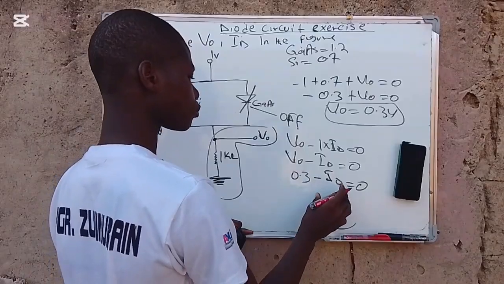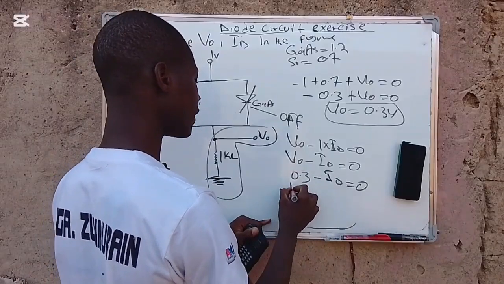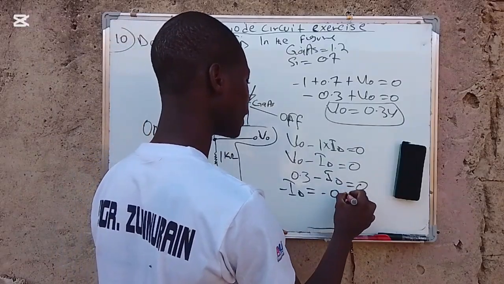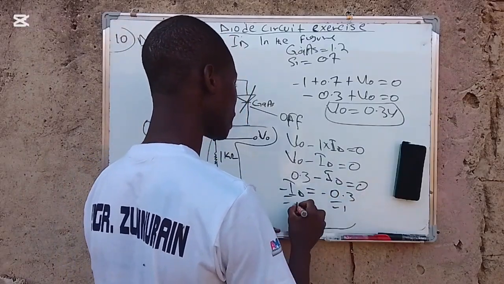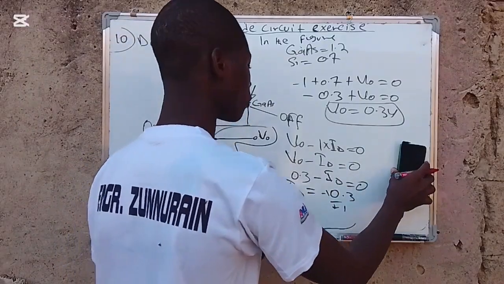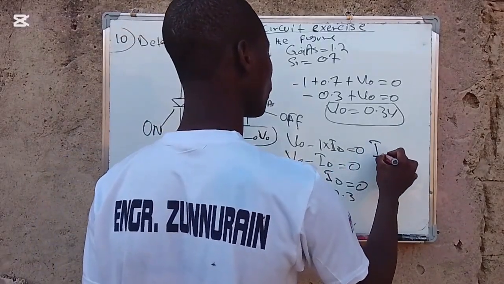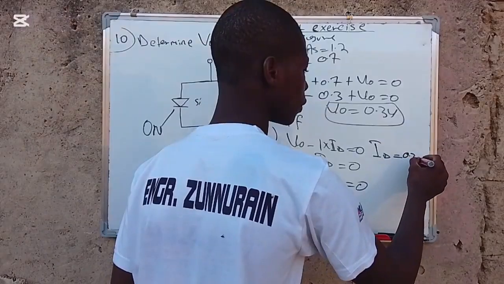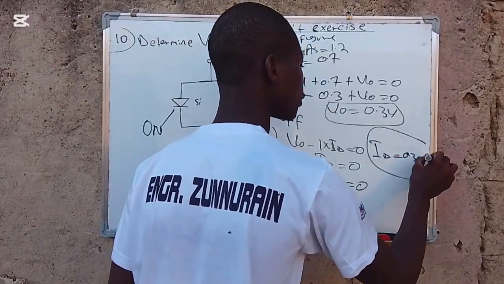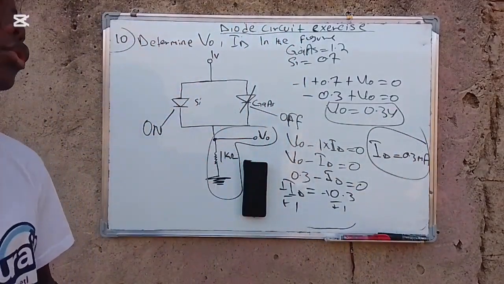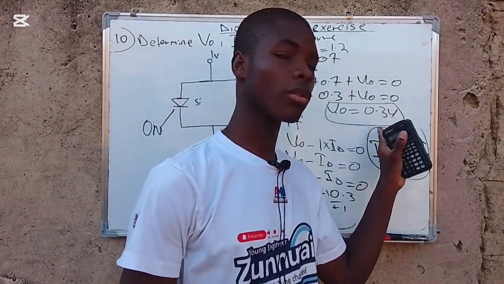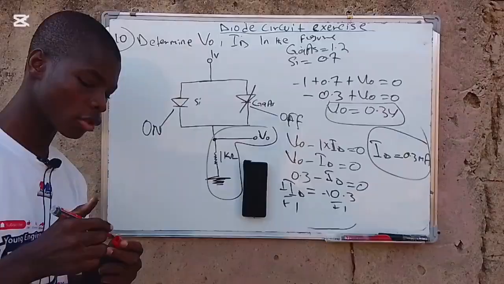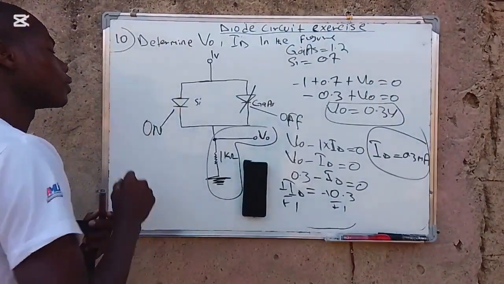So therefore, when I have negative ID, it should now be equal, when this crosses the equal sign, to negative 0.3. By dividing both sides by negative 1, the value of this ID should now be equal to 0.3 what? Milliamps, because of this kilo. So as you can see, the V naught is 0.3, and the ID is 0.3 milliamps. So this is all I have for question number 10.